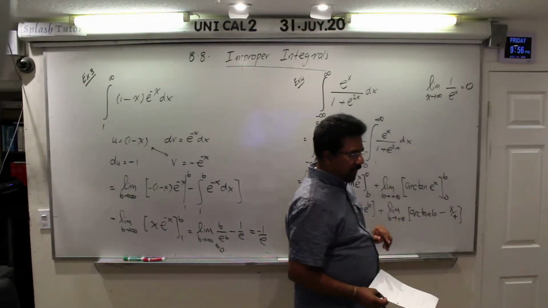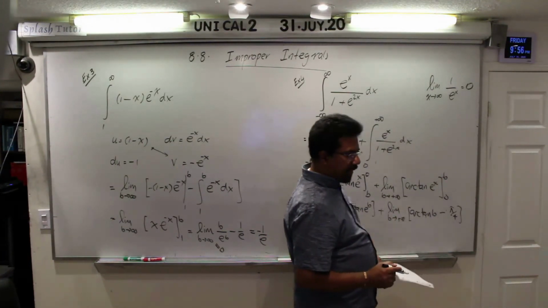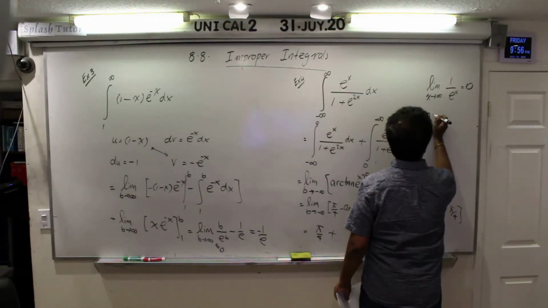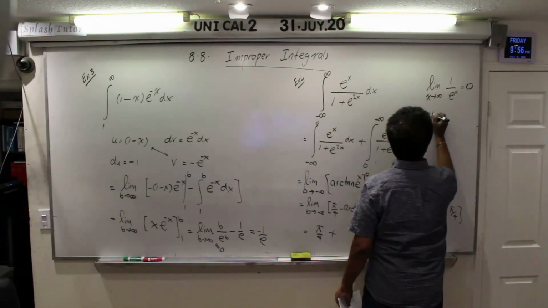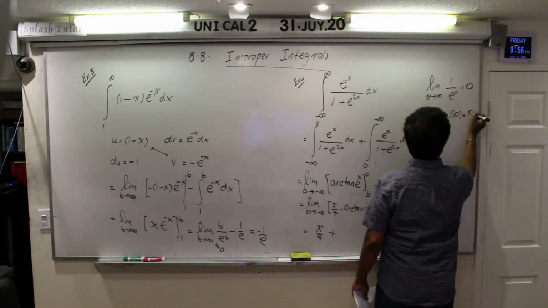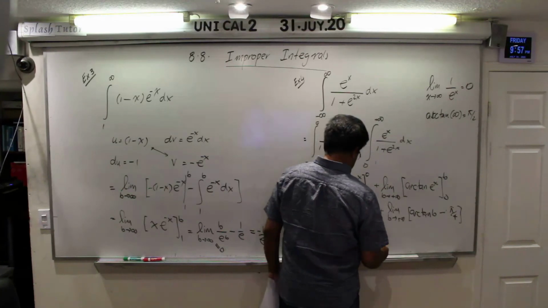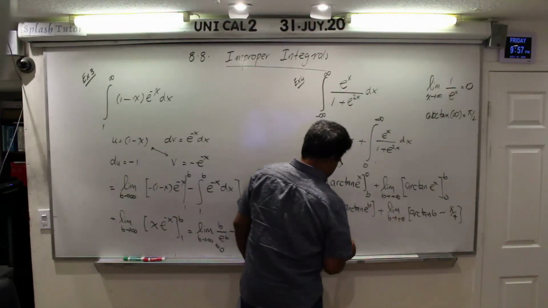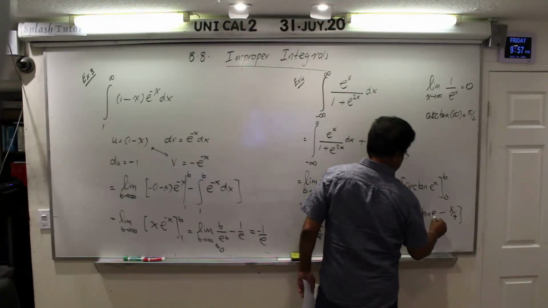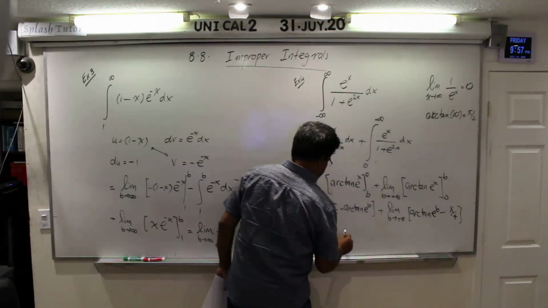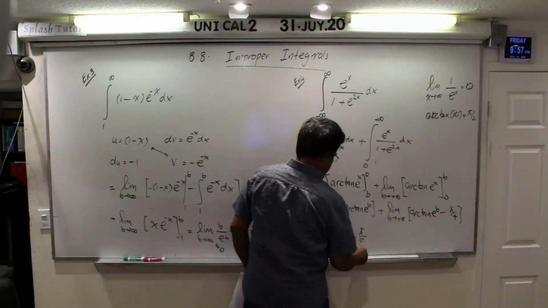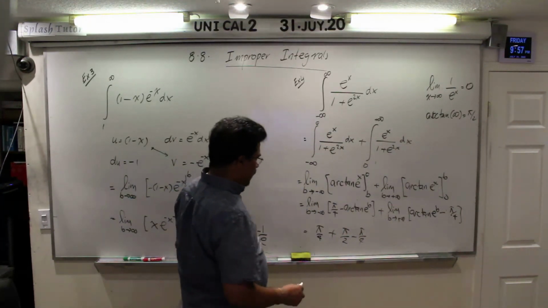in that one, when I take the limit to infinity here, what is arctan infinity? That is pi by 2, right? Arctan infinity is pi by 2. So that is plus pi by 2 minus pi by 4. Now both pi by 4 cancel, and you get pi by 2.